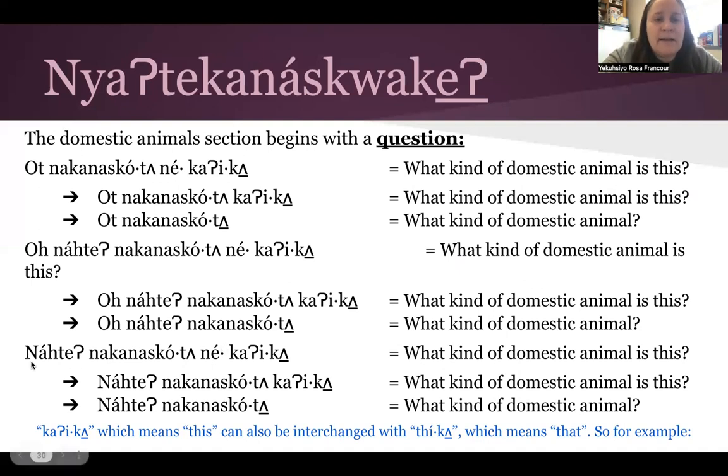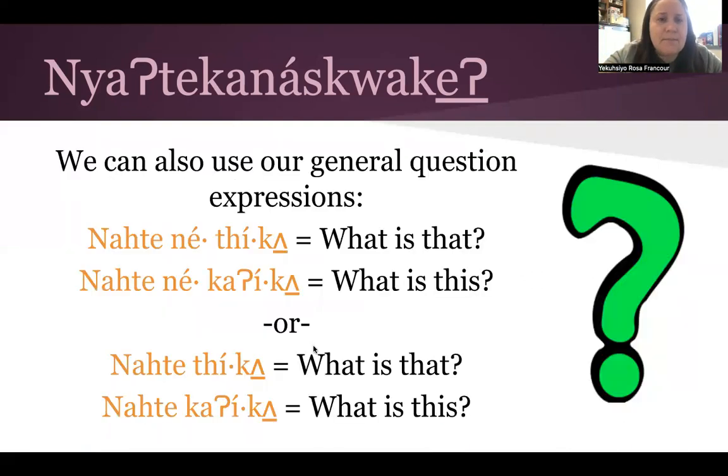And then the last one, nate naganasquoda negaig. Now you're using the question word nate. Nate naganasquoda gaig is another variation, or nate naganasquod, which all mean essentially what kind of domestic animal is this? And again, you can switch out gaig for teeg, which means that. Gaig just means this. You can say nate naganasquoda teeg. What kind of animal is that? You can also use general expressions like nate ne tig, what is that? Nate ne gaig, what is this? Nate tig, what is that? And nate gaig, what is this?